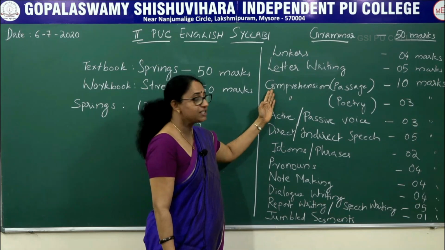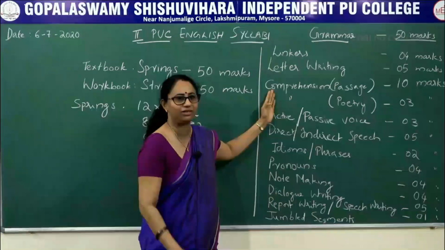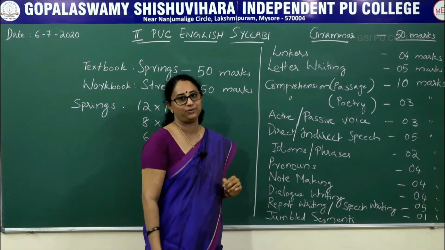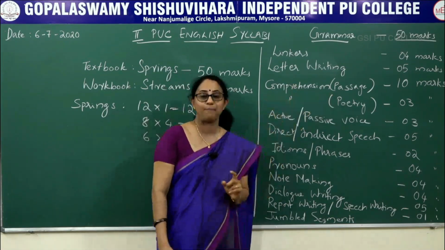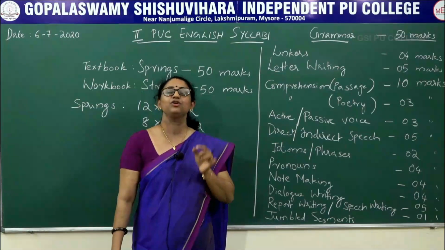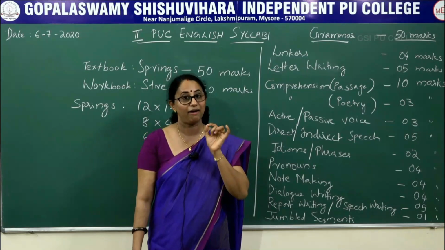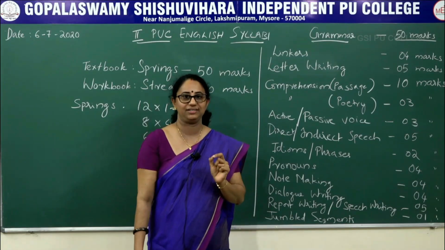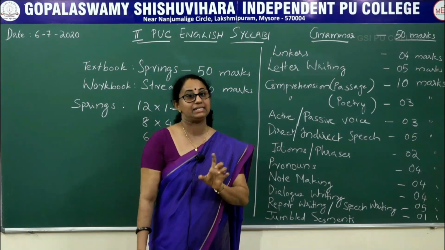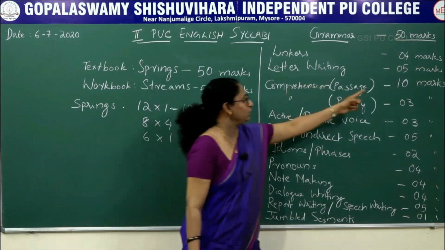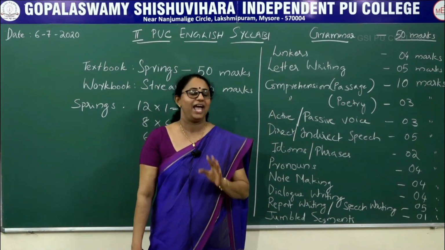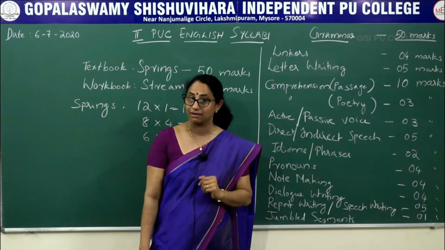Now this part, comprehension, you are all sure about. You have been doing it in your schools as well, and even in your first PUC. You will be given an unseen passage, and this unseen passage you have to read, you have to understand, and you have to answer 10 questions in a word or a phrase or a sentence each. So 10 into 1 is equal to 10 marks for the unseen passage.